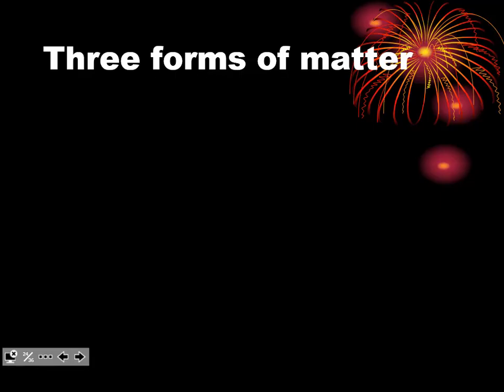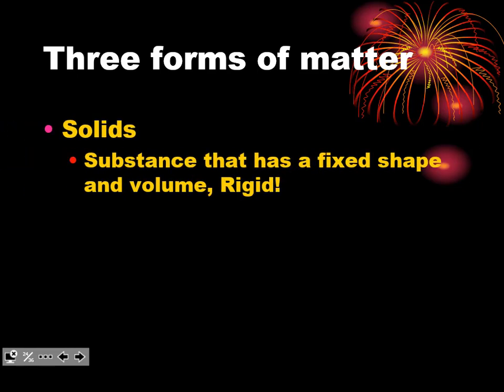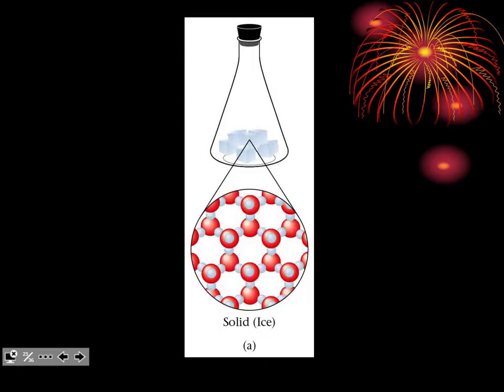All right, now there's three forms of matter that we're going to deal with in class. Yes, there's plasma. We're not really going to deal with that. That's mainly in the sun. We're more worried about earthly chemistry at this point. All right, solid. A substance that has a fixed shape and a fixed volume. It is rigid. So an example, ice cubes. They're solid.